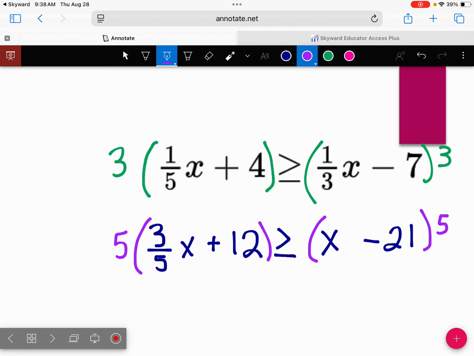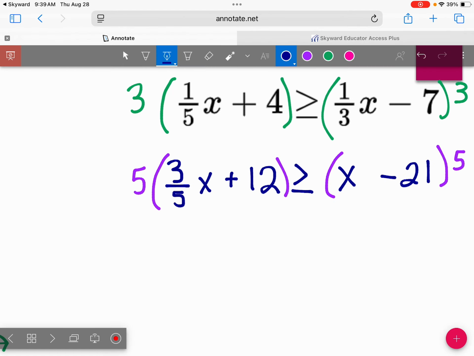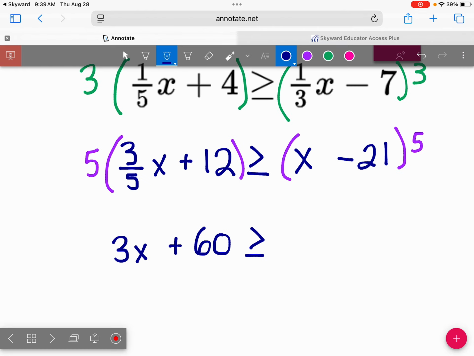But whenever we have fractions, don't just give up. You can rock it with the fraction and get to a common denominator and get the exact same answer. It's just most of us tend to go, never mind, and leave. But then we're going to have our 3x plus 60. Again, we multiplied by a positive number, so my sign doesn't change, and we get 5x minus 105.